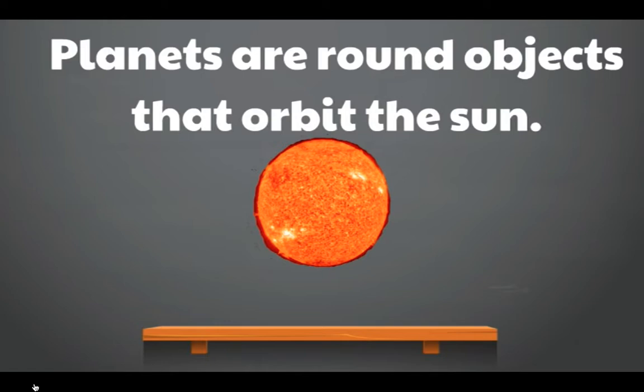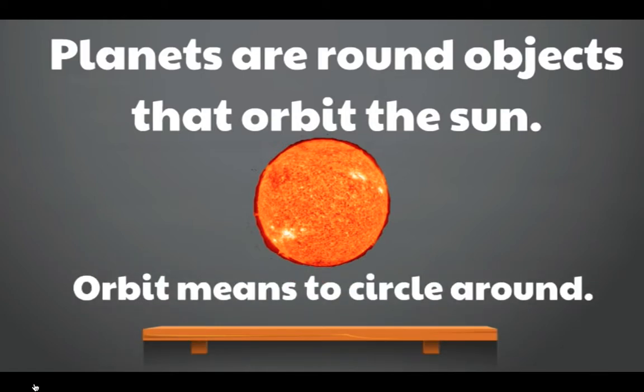Oh, it's really yummy. The word orbit means to circle around. That means planets are round objects that circle around the sun.